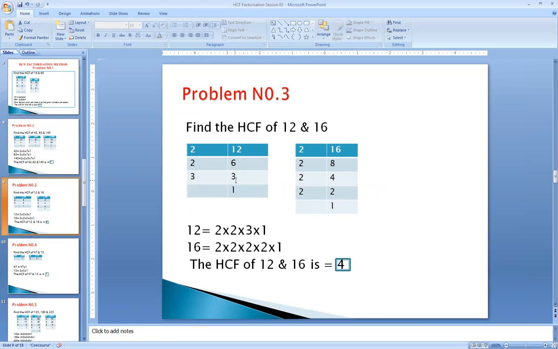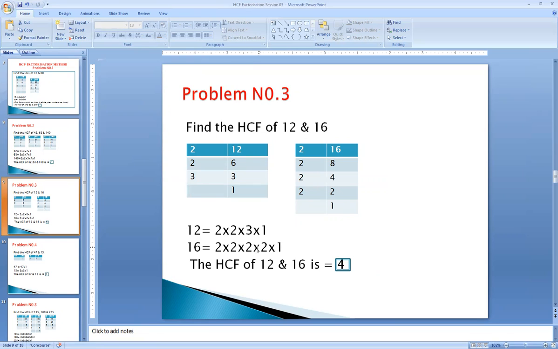2 6s are 12, 2 3s are 6, 3 1s are 3. 2 into 2 into 3 into 1 are the factors for 12. In the same manner, we'll find out the factors for 16. 2 8s are 16, 2 4s are 8, 2 2s are 4, 2 1s are 2. The factors for 16 is 2 4 times into 1. Therefore, the HCF of 12 and 16 is.